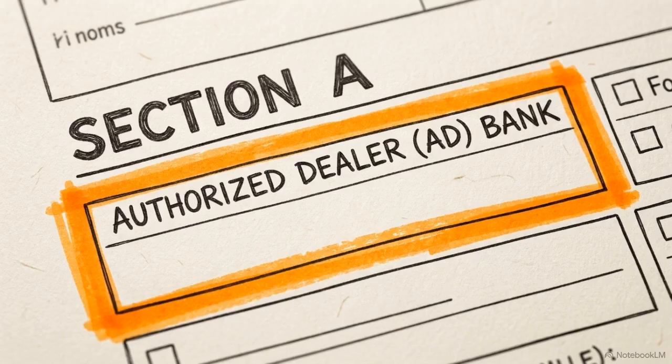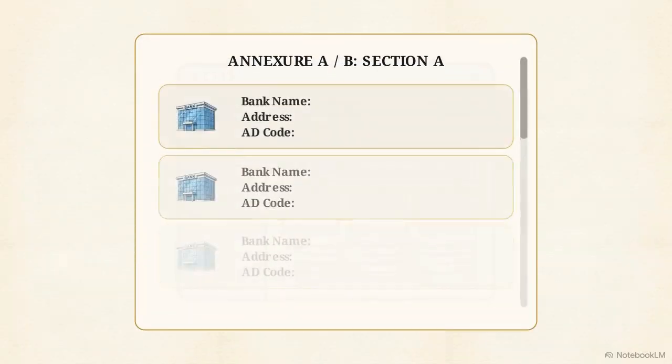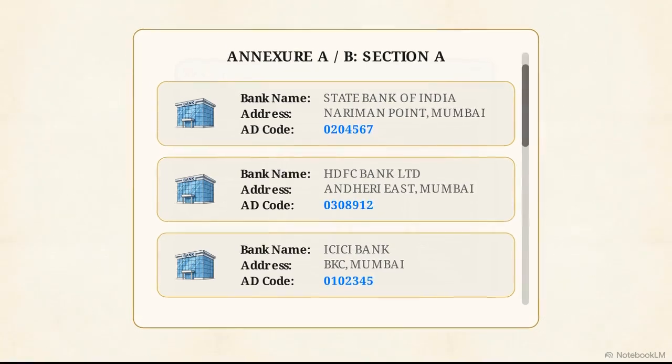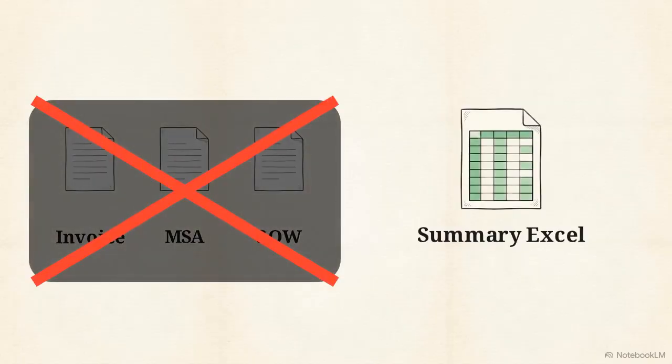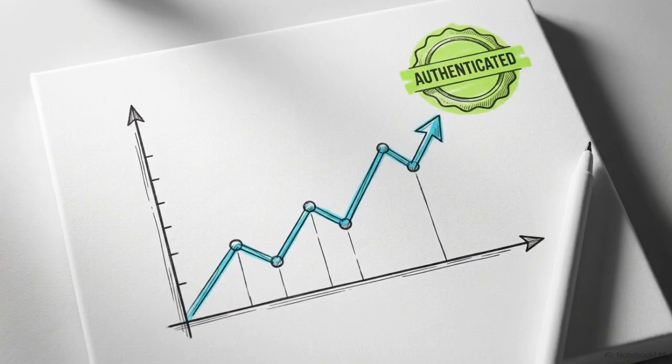When filling out Section A of the bulk statement, carefully enter your authorized dealer bank details. If you use multiple ADs, you must provide full details, including bank name, address, and AD code for every single one. Do not over-report at this stage. You must not attach actual invoices, master service agreements, or statements of work to this monthly summary. STPI only needs the high-level summary data for regular authentication.